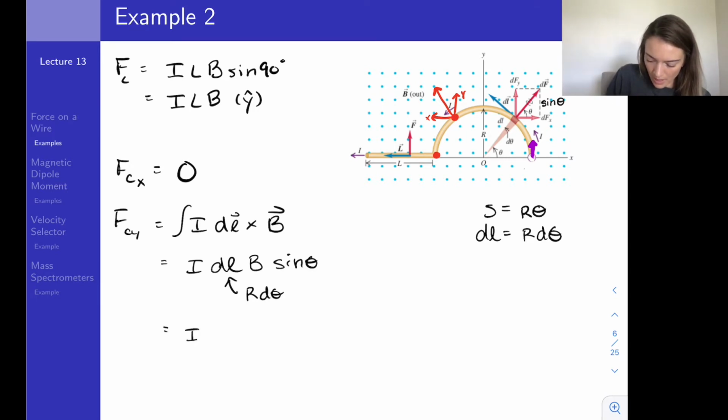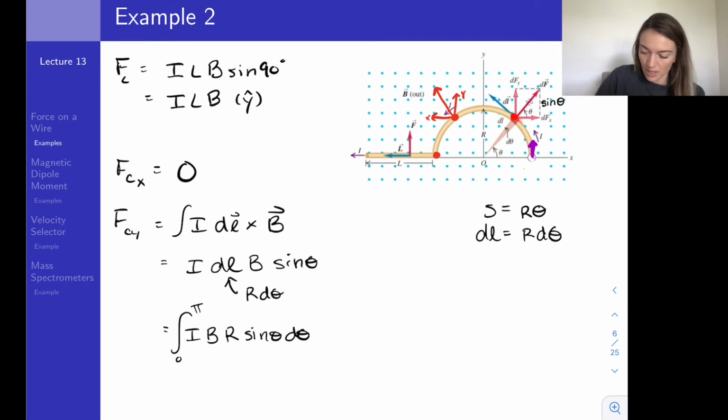So I get I B r sine theta d theta. And now I can integrate from 0 to pi because I'm integrating over a half circle. I, B, r are constants, so those come out. Actually, let me write that here. So I B r is a constant, and then I'm just left with this.